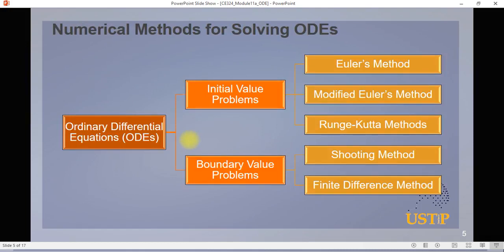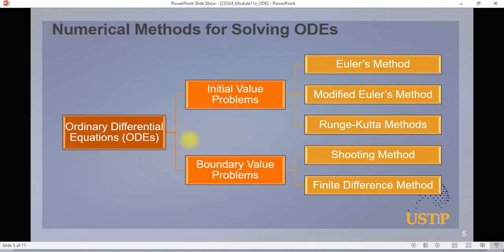So these are the branches of numerical solution for solving ODEs. We have two types of problems in solving ordinary differential equations, based on the given. We have initial value problems and we have boundary value problems. We will only be dealing with initial value problems in our discussion.